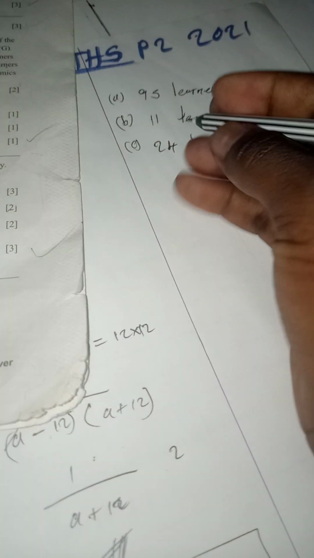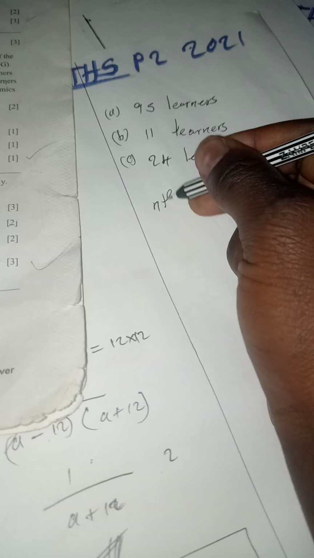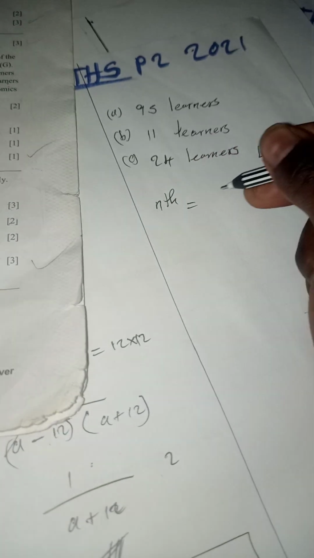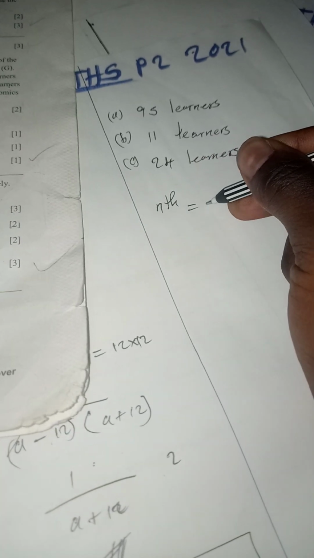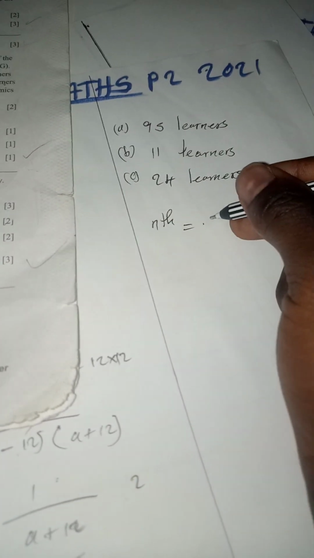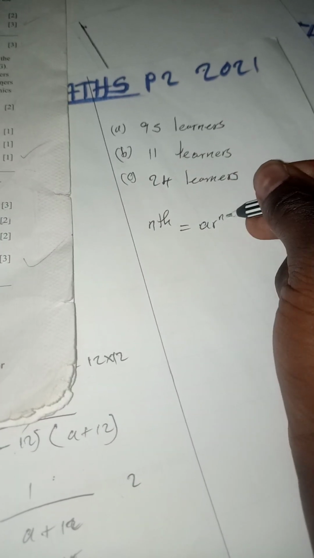So let me just take you back a little bit. We all know the formula for finding the nth term, which is equal to... so actually this is the formula for finding the nth term.